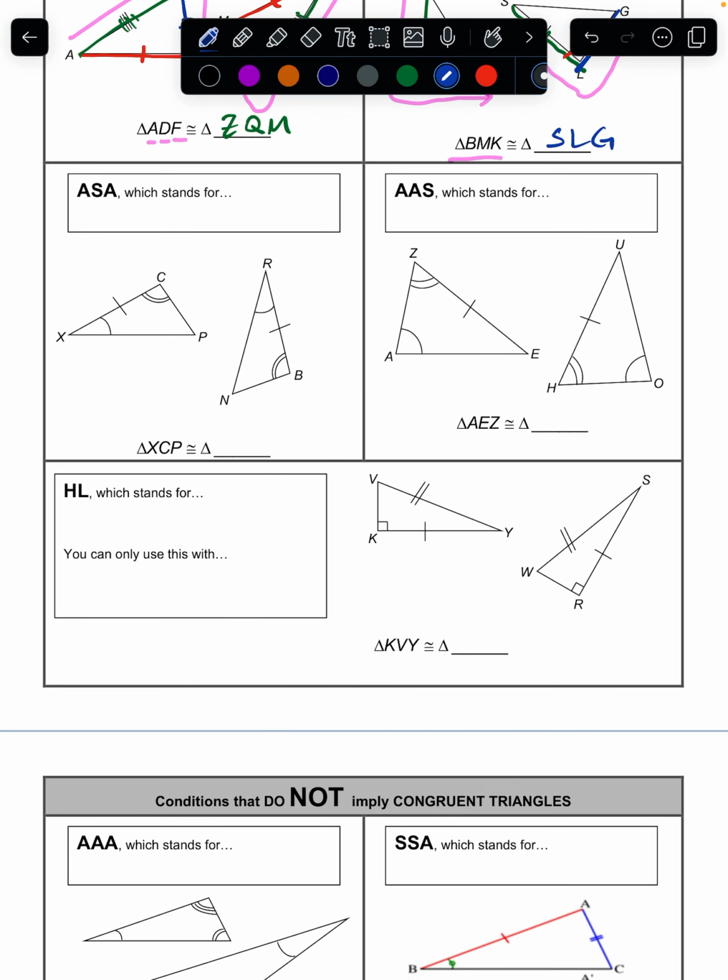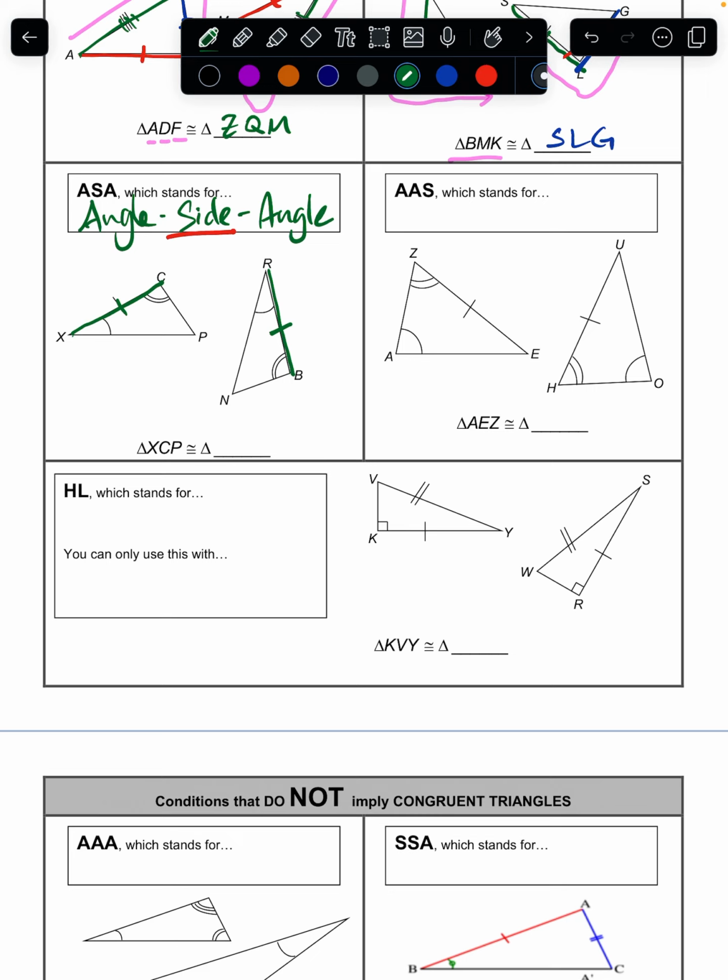Now let's go for ASA, and this stands for angle side angle. Okay, notice again, this time it's the side that's between the 2 angles. So this is an included side. So let's go look at this. I have a side XC, and it is congruent to side RB. Again, it's because this has 1 hash mark, this has 1 hash mark right there.